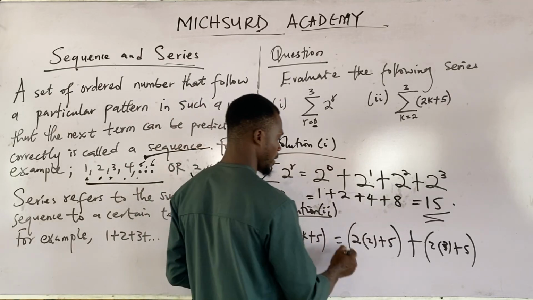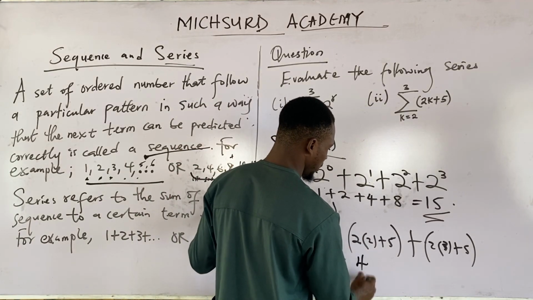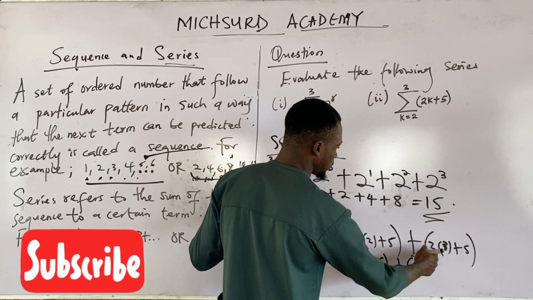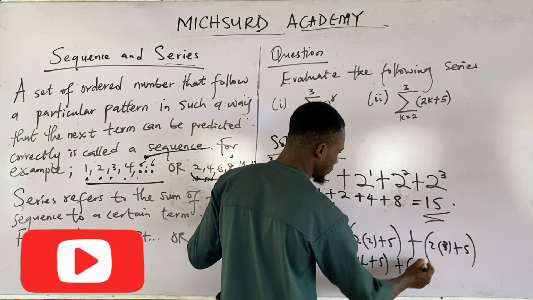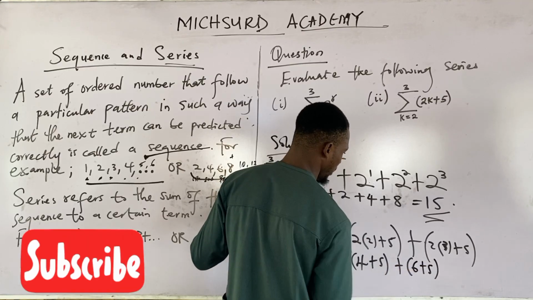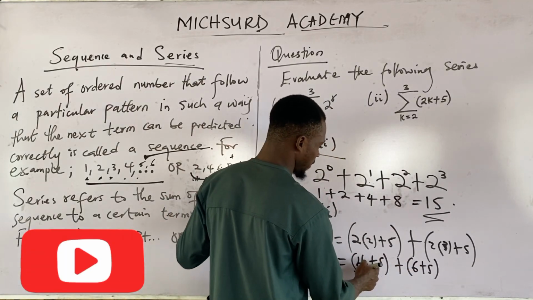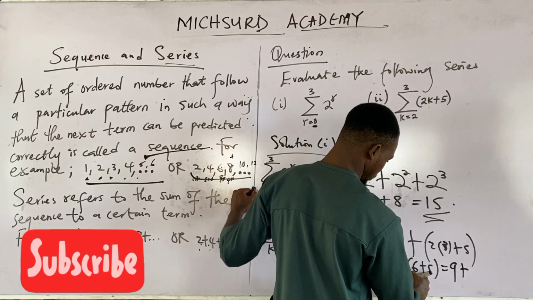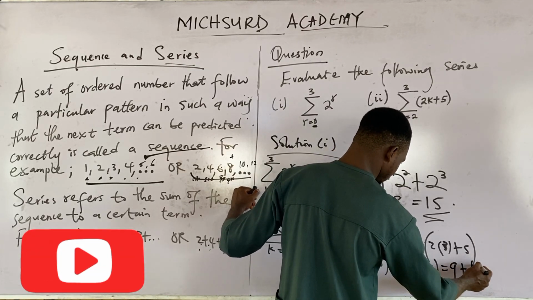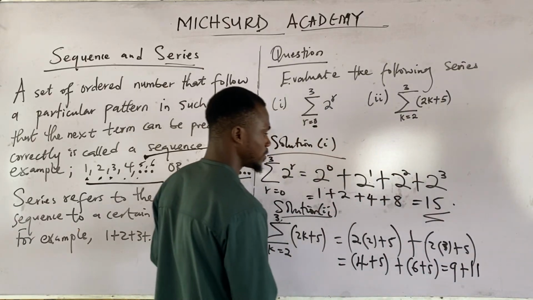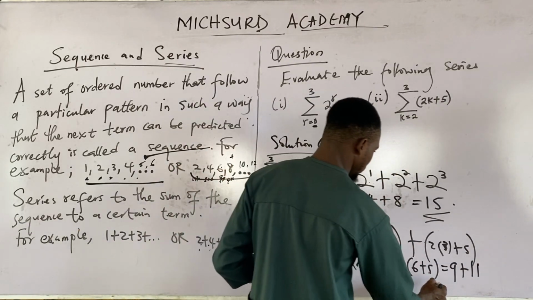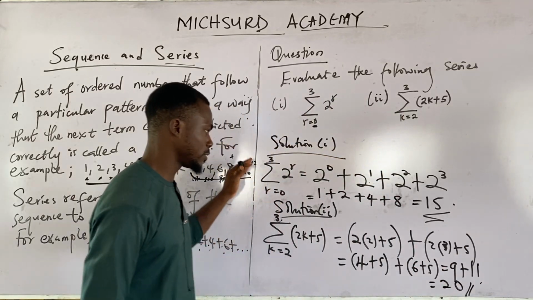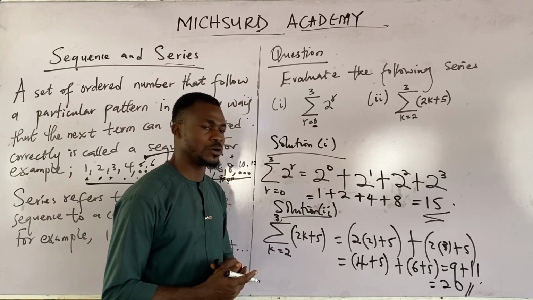From here, you can see that 2 times 2 gives us 4, and 4 plus 5 we have here. Then plus 2 times 3 gives us 6, and 6 plus 5 we have here. Now 4 plus 5 is 9. Then 6 plus 5 is what? 11. So 9 plus 11 is equal to what? 20. So that is the answer. The first one we have is 15. The second is what? 20.